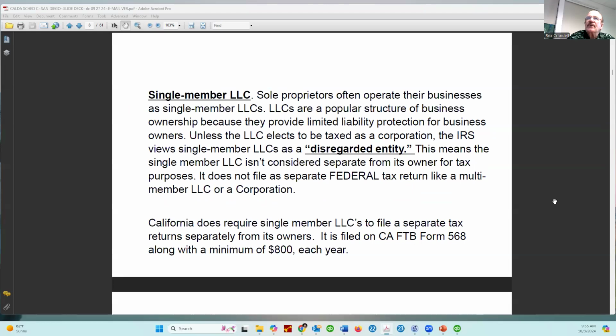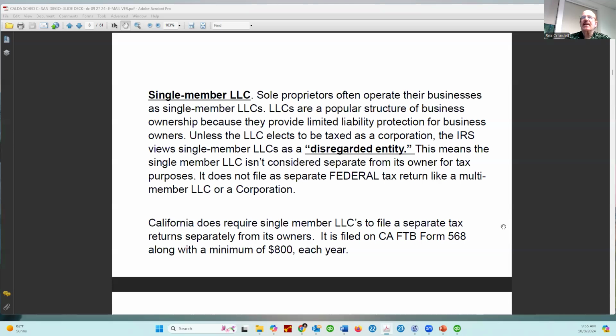Single member LLCs. Sole proprietors often operate their business as single member LLCs. LLCs are a popular business structure for operating a business and for ownership of real property because they provide limited liability protection for the business owners on the debts of the entity.